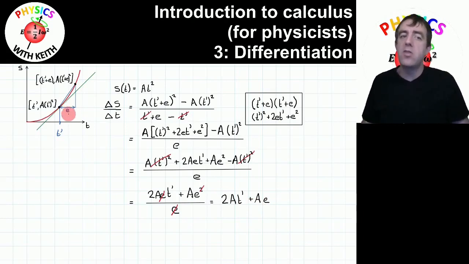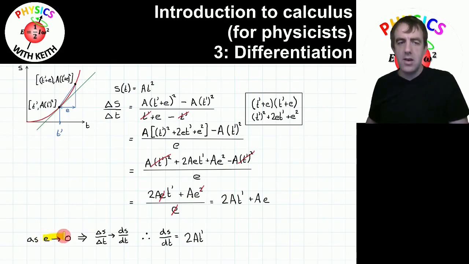Now as e becomes smaller and smaller, this value here, which is the gradient of the chord, gets closer and closer to the gradient of the tangent when t equals t prime. And so we write that like this. As e approaches the limit where e equals 0, then we stop writing delta s by delta t, and we start writing ds by dt.